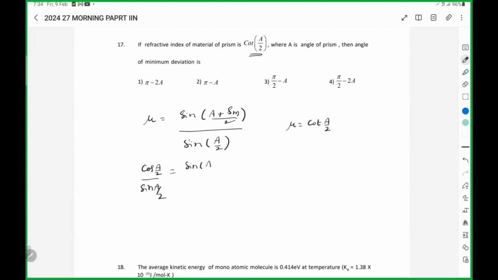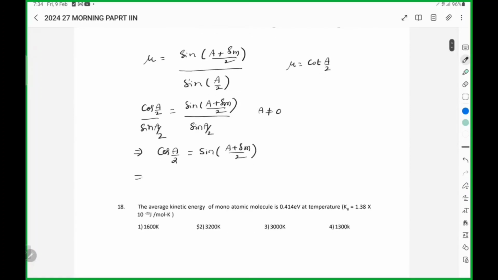We can cancel the sines because they are not zero. The refracting angle can't be zero. If it is zero, the triangle will not be formed. I can write cos A by 2 is sine of (A plus delta m) by 2.